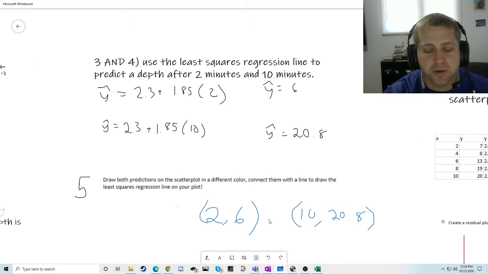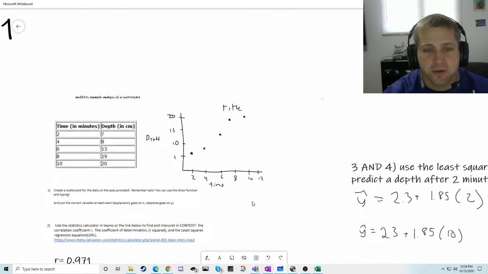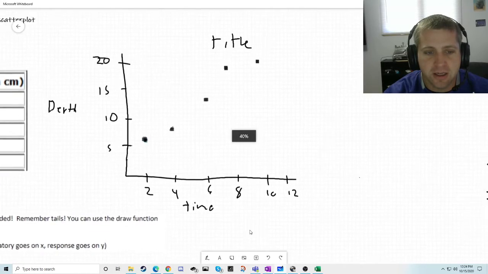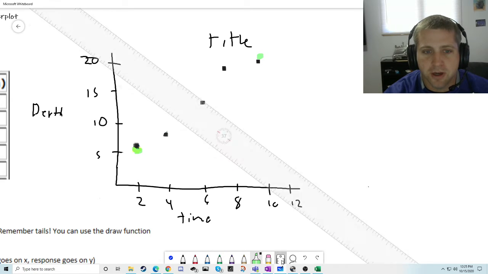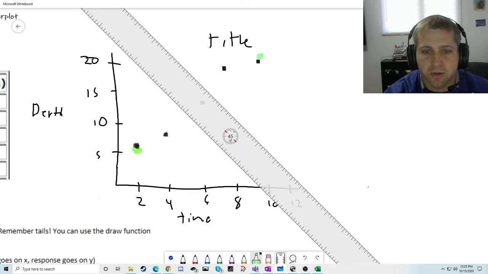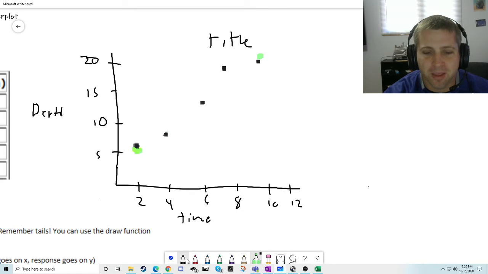So, drawing both predictions in a different color. So I'll use these points. 2, 6 for the first one, 10 and 20.8 from the second one. I'm going to draw them on here in a different color and connect the dots. So 2, 6, that's going to be right next to where that was, slightly below. Yellow's not a great color for this. Green, maybe. There we go. And then 10 and 20.8, so it's a little higher than that. So if you had a ruler, and I don't know how to make this ruler work, but if I did, I would use it.